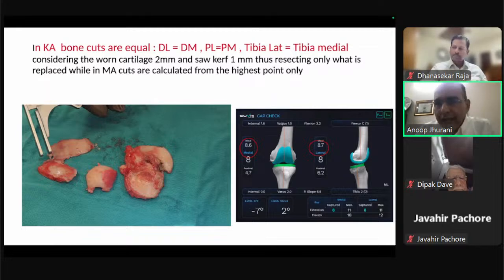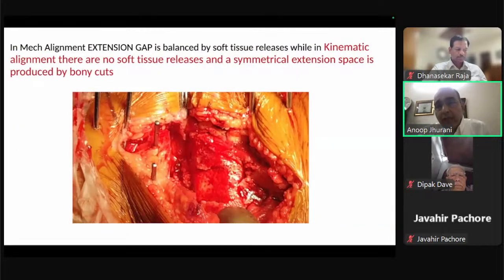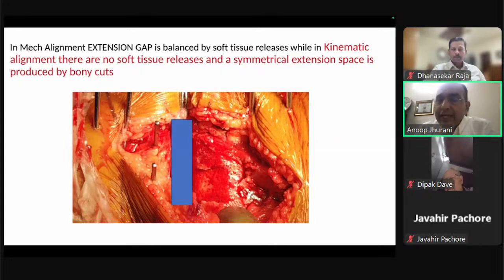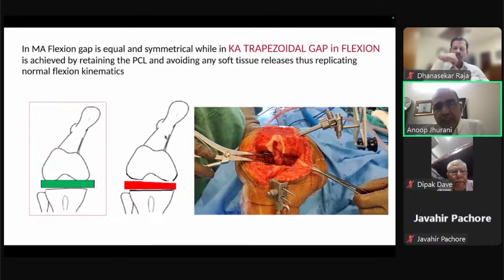If you use technology, well and good. If you don't, you should measure your cuts and try and cut equal. And believe me, all of you will see the wonder the kinematic alignment does, and you will need practically no ligament release. Okay, let's proceed. Now what you will do here is, when you cut your tibia in varus and you cut equal posteromedial and posterolateral, you will create a rectangular extension space and not a trapezoidal extension space which you are creating by cutting perpendicular to the mechanical axis. And your flexion space will be trapezoidal.